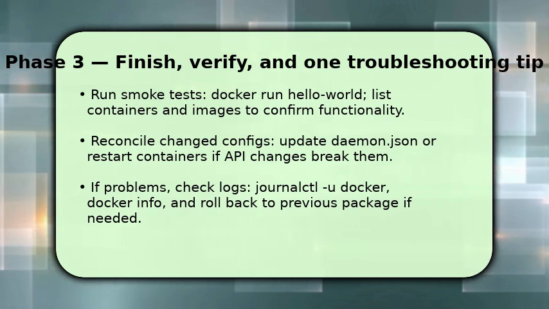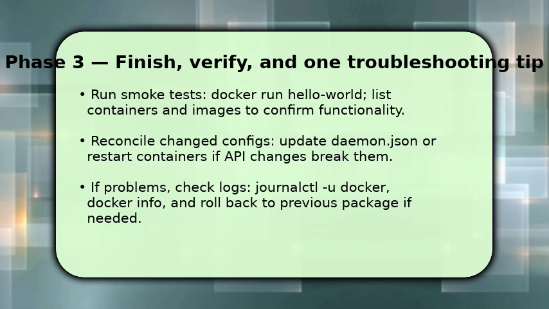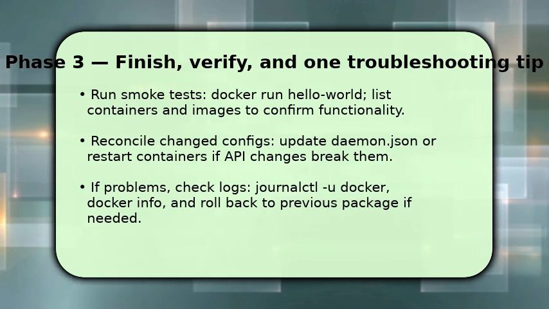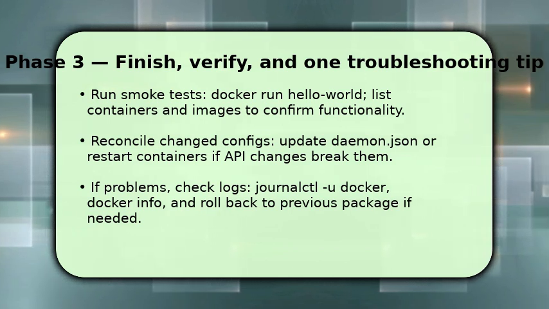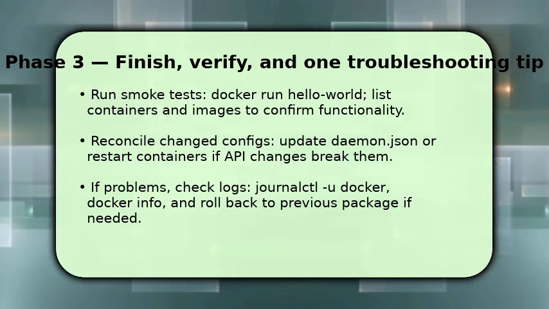If something goes wrong, check journalctl -u docker and docker info for errors. If necessary, revert to the previous package version using your package manager and restore backups to recover services.